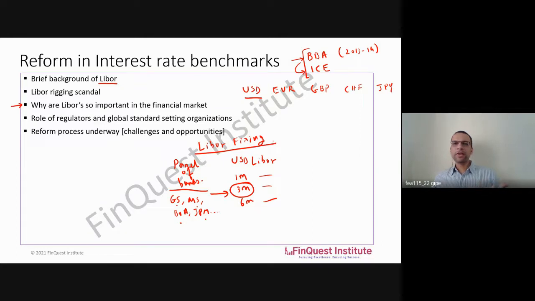This happens every day in the morning. Once the quotations are received, ICE is going to remove outliers and publish the rate for every single tenor for every single currency. Here we spoke of 3 months. The same discussion can be applied for 1M, 6M, 9M for USD LIBOR. The same thing can be applied for Euro, GBP, CHF, and JPY as well. That way we have a new LIBOR fixing which is available every day in the morning. And this is also what you call the LIBOR rates curve as of that day.